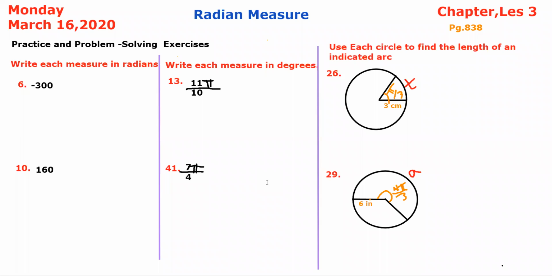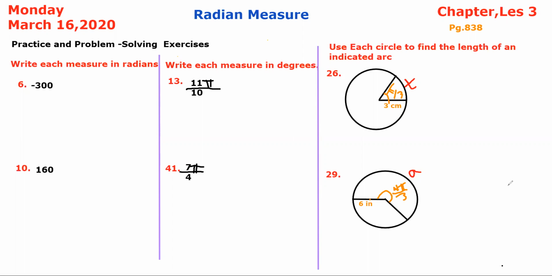Okay, now all of you please go to page 840 to solve some of the practice and problem solving exercises. Write each measure in radians. In number 6 here, we have negative 300 in degrees, and I want to write the answer in radians.